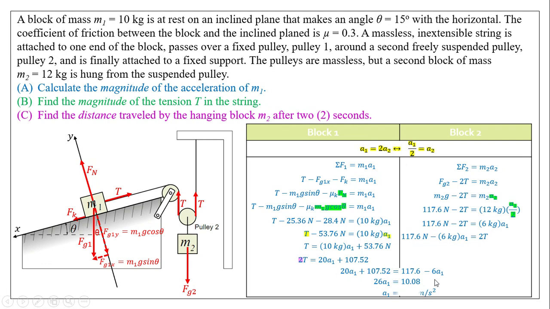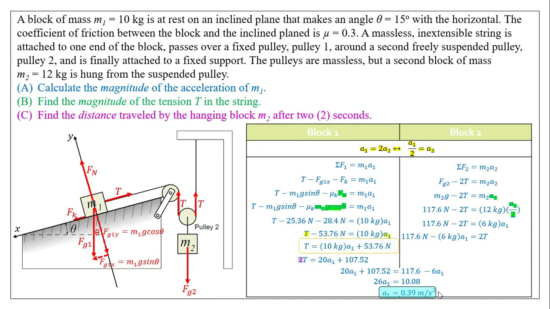So 10.08 divided by 26 will give you a value of 0.39 meters per second squared. And because it's this magnitude, I don't need to include the direction. I'm done there for part A. Now that you've finished part A, part B asks you to find the magnitude of the tension in the string. Well, there's only one string, right? It just happens to be distributed differently around this free suspended pulley.